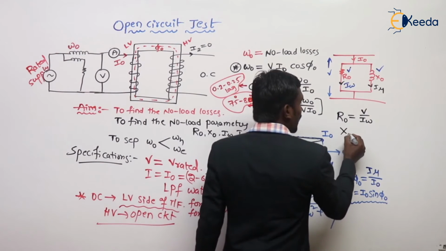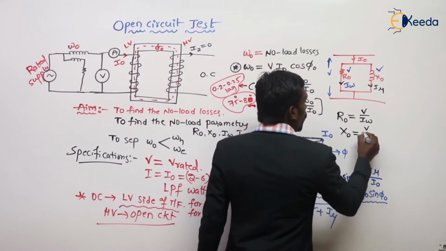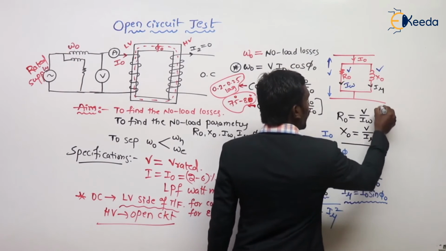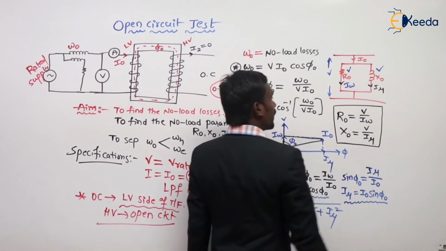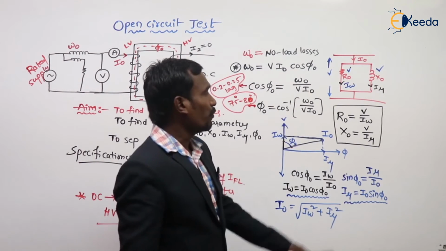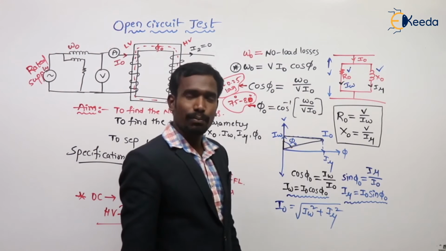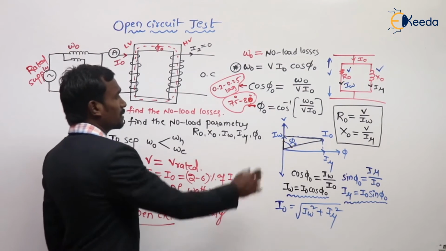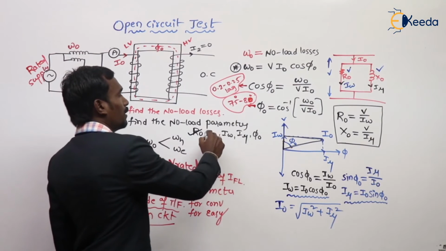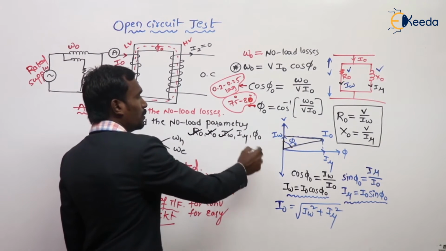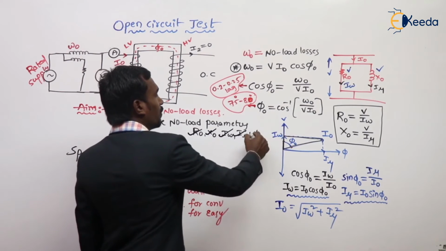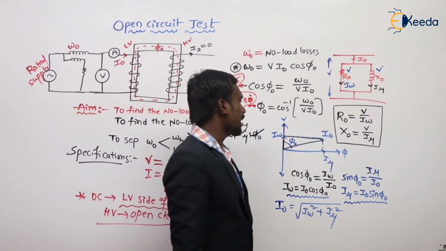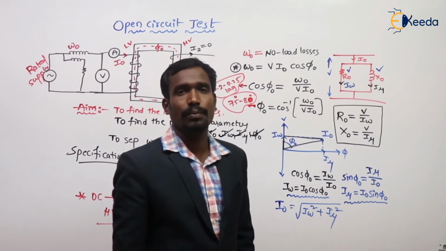And what is X naught? X naught is equal to V upon I mu. R naught and X naught, V upon I_W, V upon I mu, are simply the no load parameters. I have R naught, I have X naught, I know the I_W, I know the I mu, I know the phi naught.